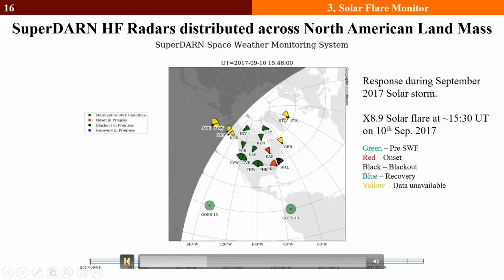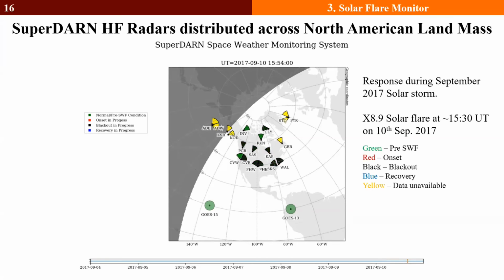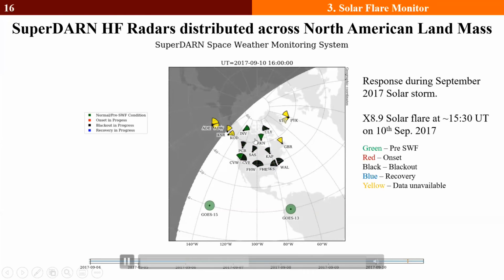So here is the onset. You can see the onset, and then it goes to blackout. Some of the radars did not receive the data properly, so the algorithm is not able to detect it. So I'm going to run it again from the beginning.